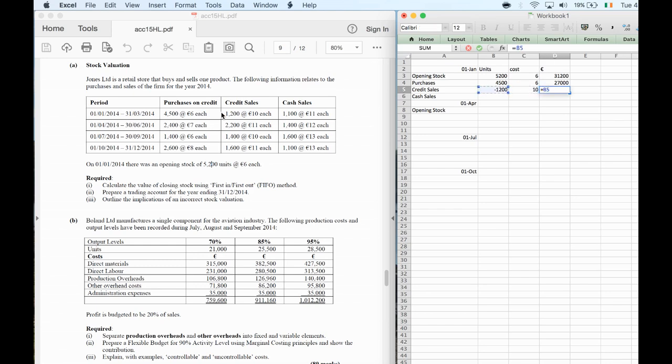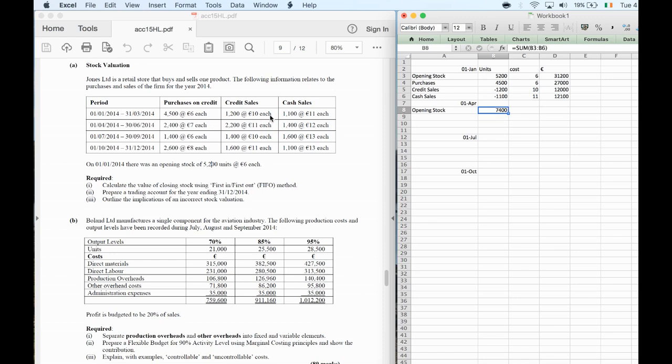And then the value of that is going to be this number. And the cash sales is 1,100 at 11 each. So the opening stock then, if I add all the units, we're adding all those together, so 7,400 units.